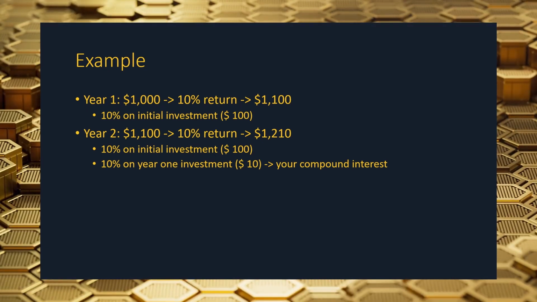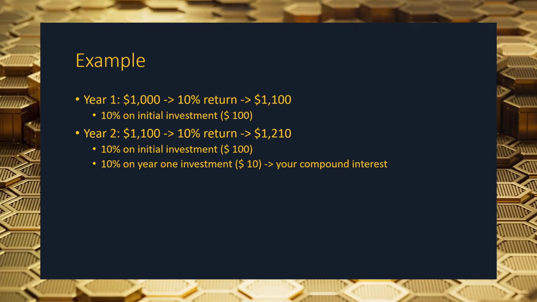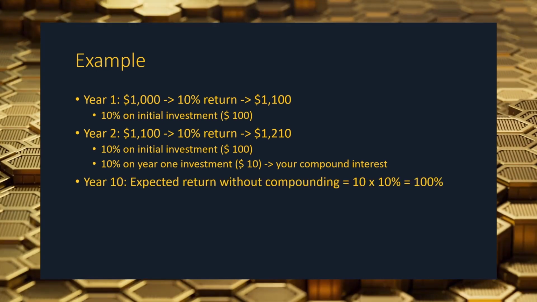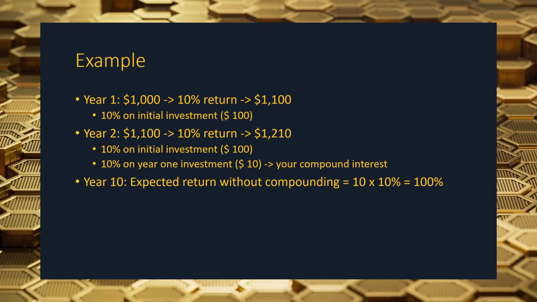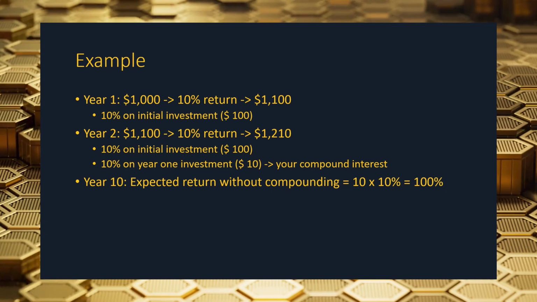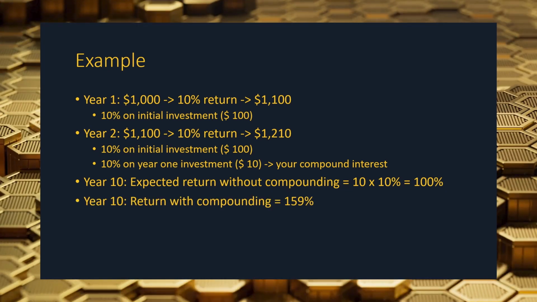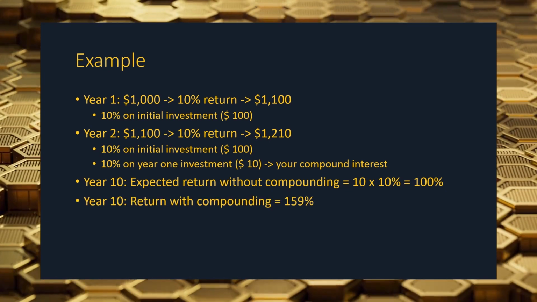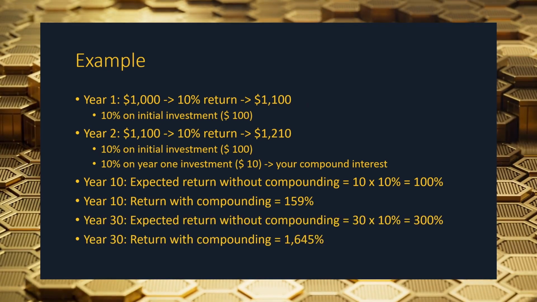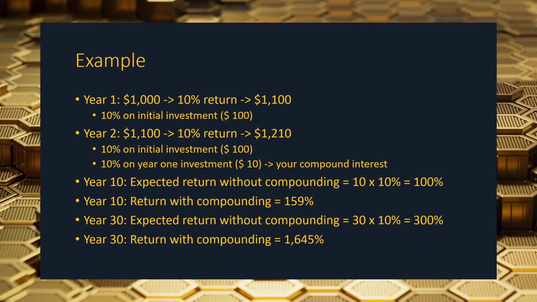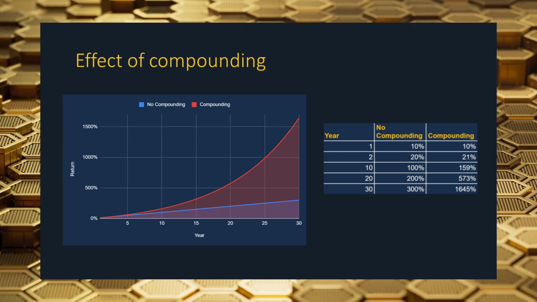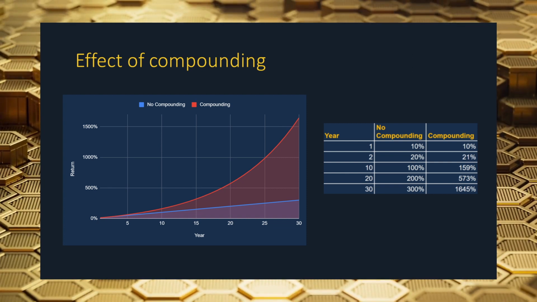This $10 is your interest on interest, also known as compound interest. Okay, $10 doesn't sound like a lot, but let's continue for 10 years. Without the compounding effect, you would expect about a 10 times 10% return, which is 100%. But because of the compounding effect, this is actually a 159% return, 59% more. But it gets even crazier. Do this for 30 years and your return is 1645% instead of 300%.